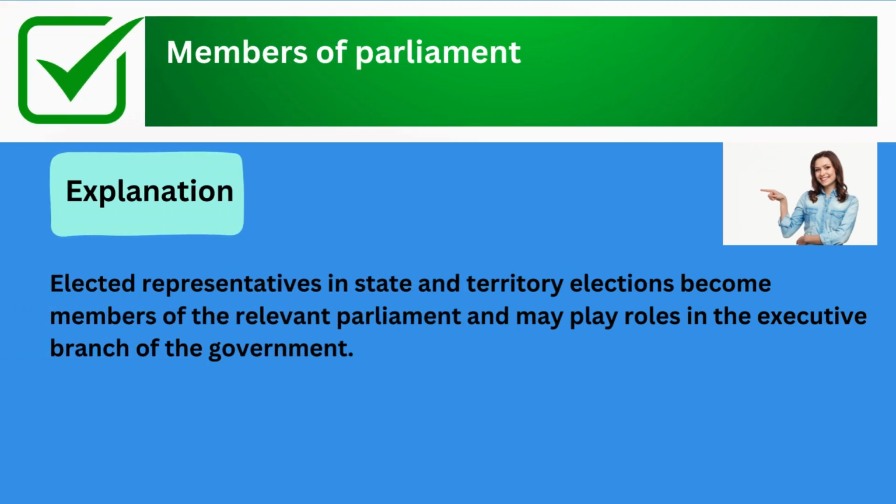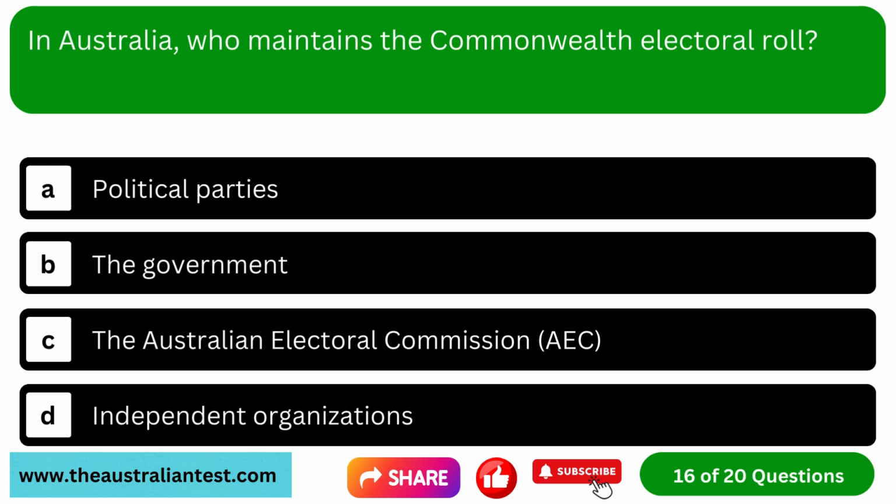The correct answer is members of parliament. Explanation: elected representatives in state and territory elections become members of the relevant parliament and may play roles in the executive branch of the government. Question 16. In Australia, who maintains the Commonwealth electoral roll?